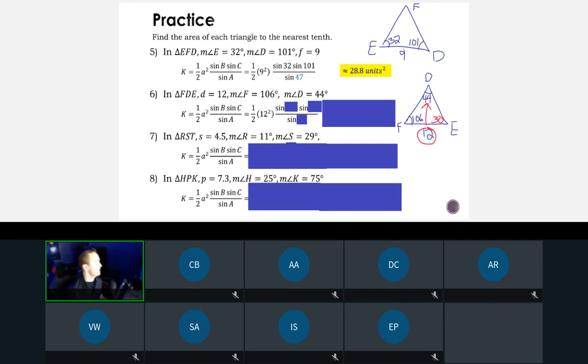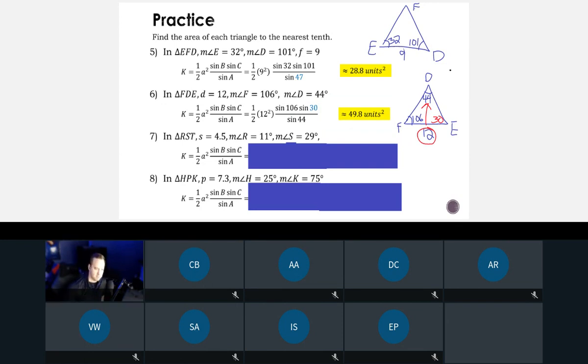So we all now agree that it's 44. And then the other angles go on top. It doesn't matter the order. So we're going to have 106 and 30. I have 30 in the blue because that's the one that we had to figure out from the other 2. Then you type all that stuff in, and you set it up correctly. You got the right answer, 49.8. All right, any questions on this page before we go on to the next page?